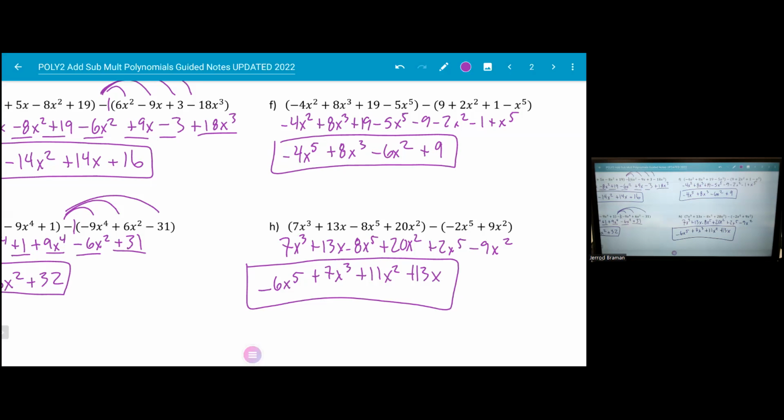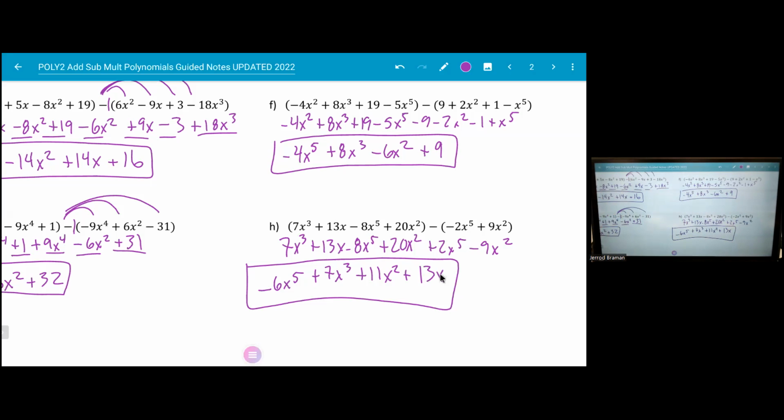All right. As you look through all your distributions, you should end up with negative 4x to the 5th plus 8x cubed minus 6x squared plus 9 for F. And then for H, you should end up with negative 6x to the 5th plus 7x cubed plus 11x squared plus 13x.